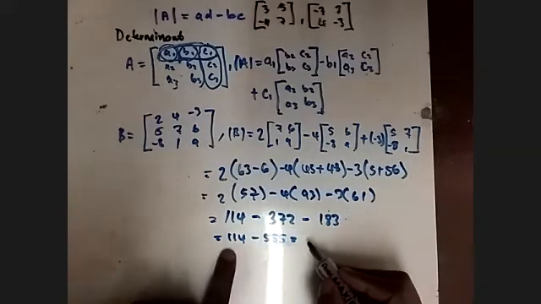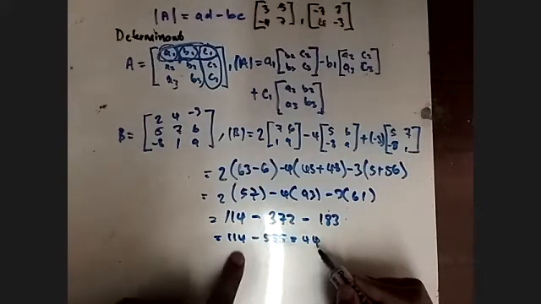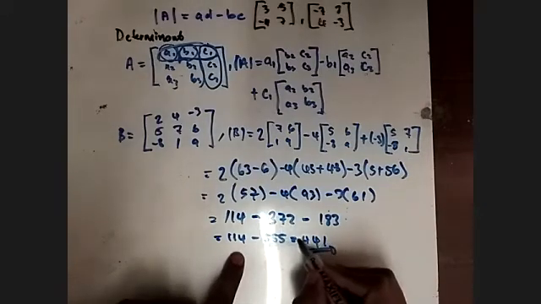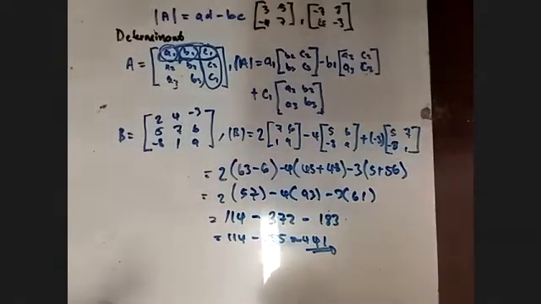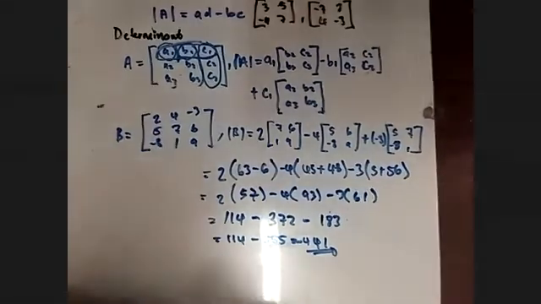5 minus 1, it's 4. 5 minus 1 is 4. 5 minus 4 is 1. So the solution should be a negative 441. 441. So when you find that solution, you let me know. Okay. So let me give you yours.